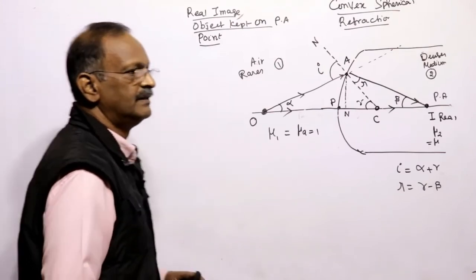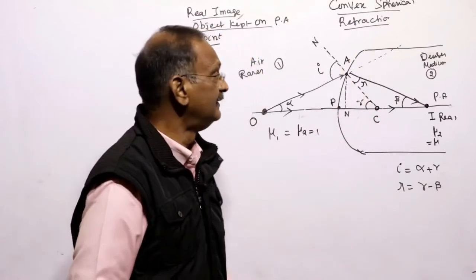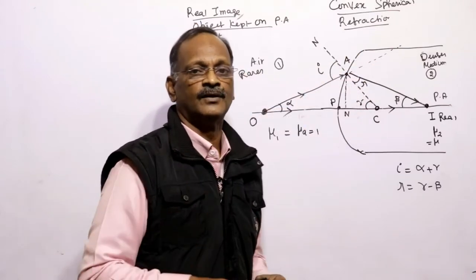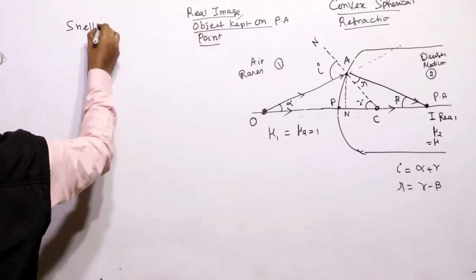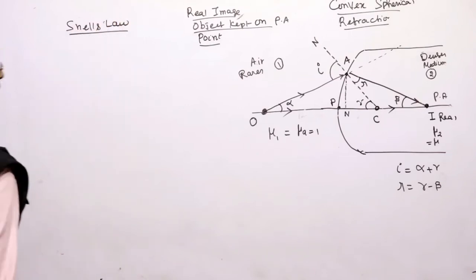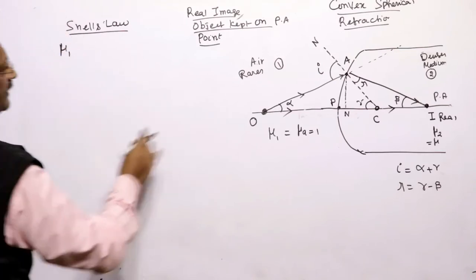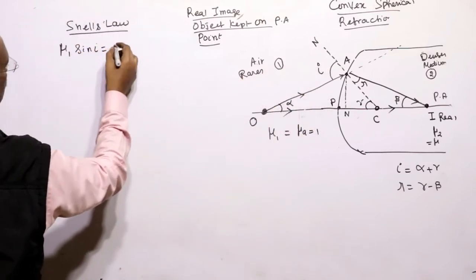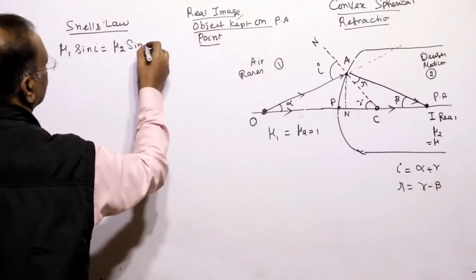Since the refraction is taking place at this interface, this is the interface where the refraction is taking place. We will use Snell's law for refraction. Snell's law says the refractive index of one medium and the sine of its angle is equal to the refractive index of the second medium into the sine of the angle of refraction.